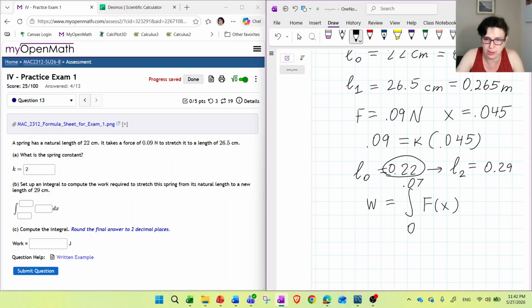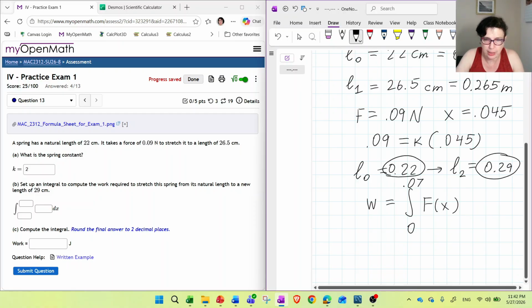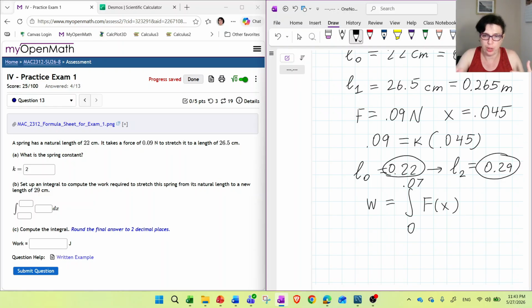So you are subtracting these two. This is not going to be 0.22 to 0.29. That's a very common mistake. Instead, you are looking at the difference between the natural length and a certain length. So in the beginning, it's 0, and then it's 0.07. And we're integrating the force, but according to Hooke's law, the force is k multiplied by x. So this is going to be kx dx.